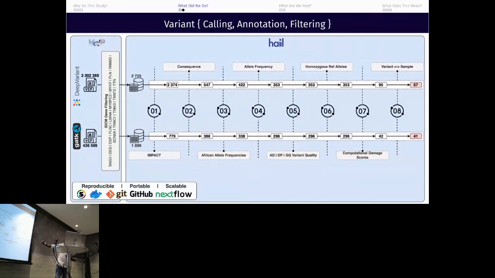I can't see it, but basically most of them were of very low quality and some didn't have any annotation. That's why they got lost.